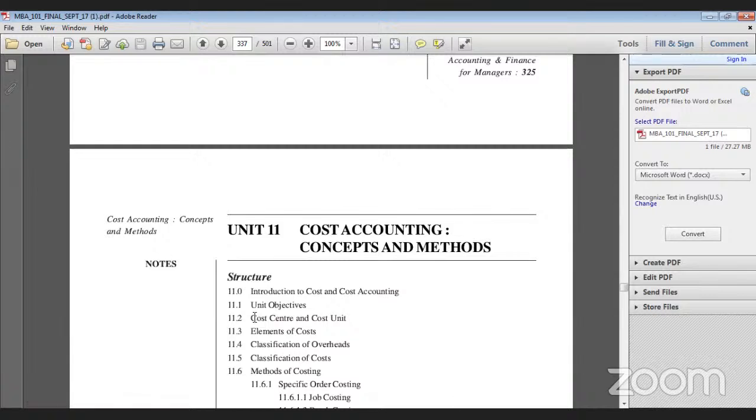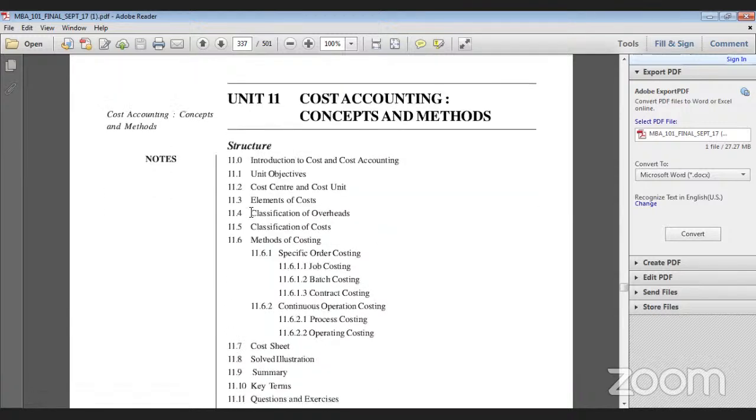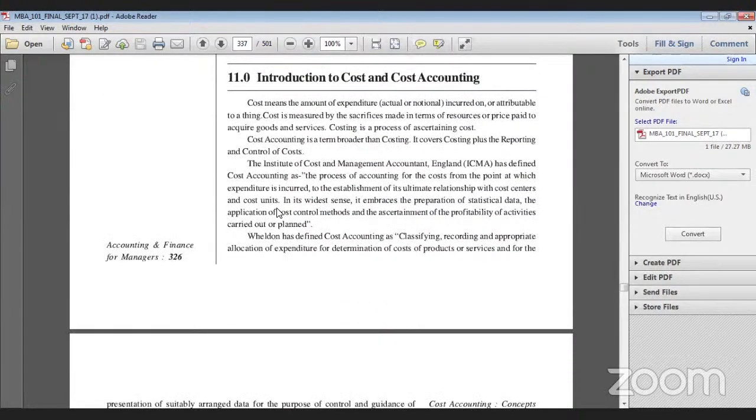So, cost accounting concept. In this concept, they introduce cost accounting. In this chapter, we cover cost centers, cost unit, elements of cost, classification of overhead, methods of costing: job cost, batch cost, contract, operating cost, process cost. Cost sheet, solution of illustration, and summary. So these are the very important factors in this chapter.